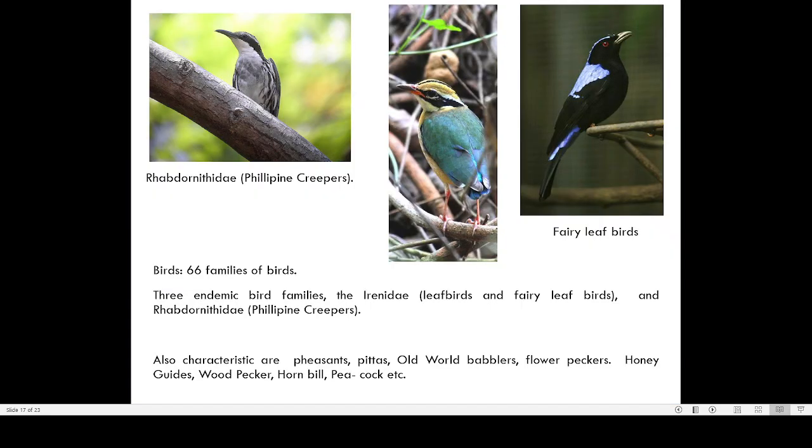The next one is regarding the birds. Under the birds, nearly 66 families of birds are there, and many of them are endemic birds present only in the Oriental region. Among the endemic birds, we have Irenidae, leaf birds, and fairy leaf birds. You can see the fairy leaf birds, and the Philippine leaf birds. So these are some rare endemic birds present only in the Oriental region, and many bird species like pheasants, pittas, babblers, and flowerpeckers are also present. So the Oriental region has a rich diversity of plants as well as birds, mammals, etc.